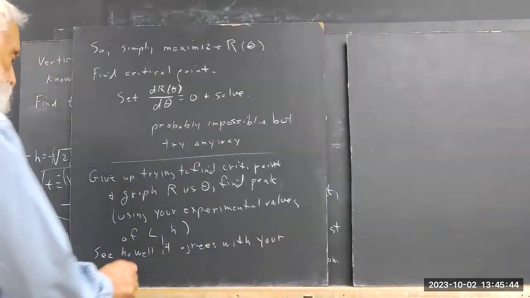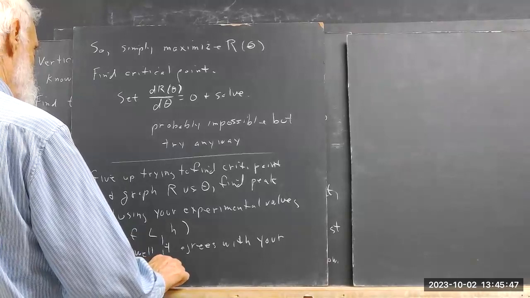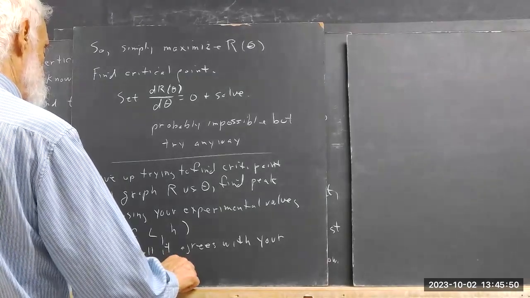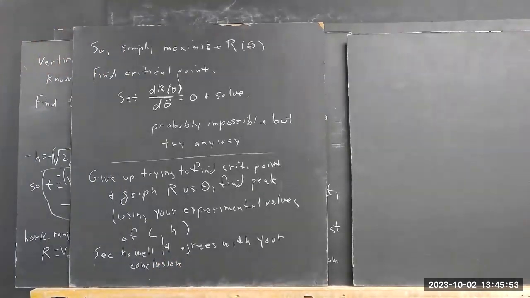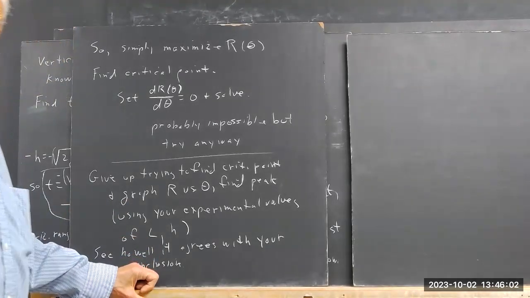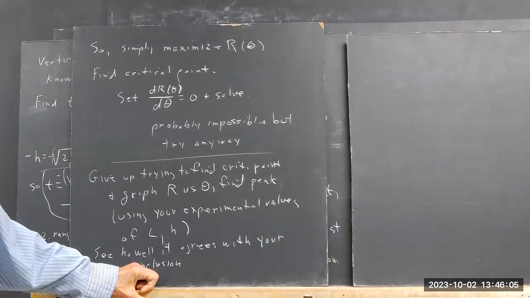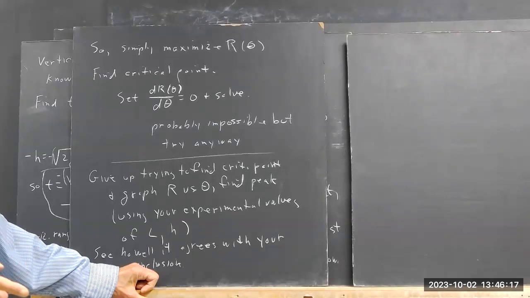See how well it agrees with your conclusion. Okay, well, this is the easy problem. The hard problem is using the horizontal range that you've observed to figure out what theta ought to be. And we're not going to do that.